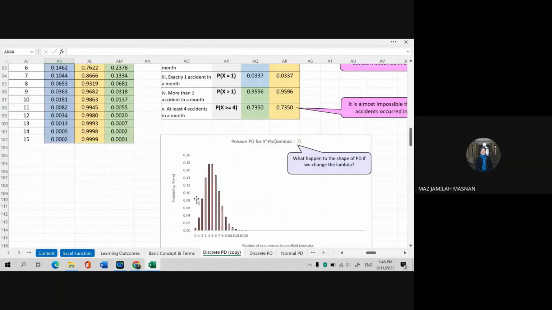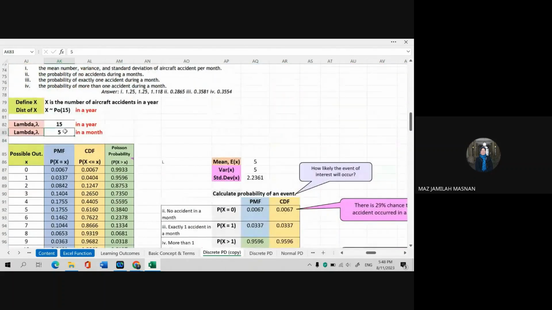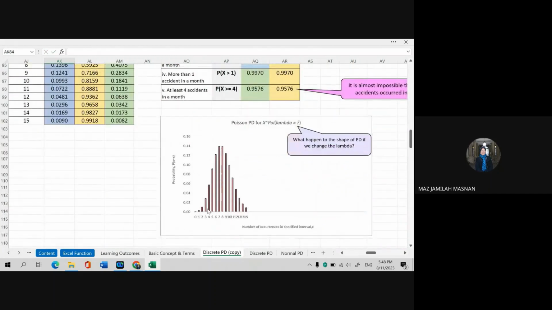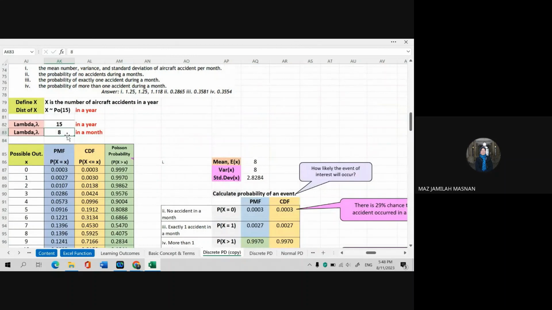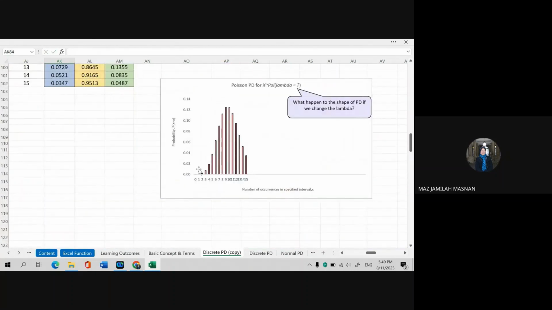See what happened? The distribution became a bit symmetric, but somewhat skewed to the right. Okay. Then, if you change into a bigger value, for example, maybe 8, what happened? Somewhat symmetric. Okay. And if you change into a bigger value, for example, maybe 10, it becomes a bit skewed to the left.